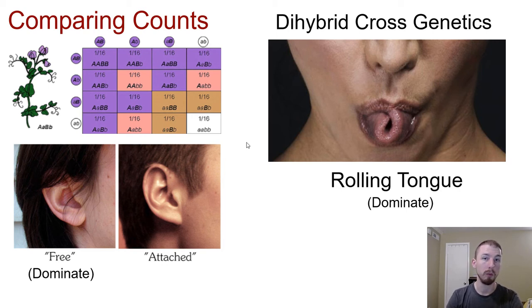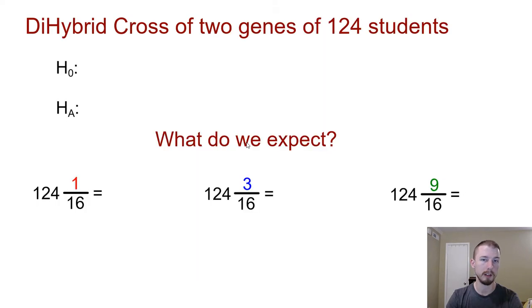This would be an example of when we would have a specific model that we're testing against, like a goodness of fit test, but it's not evenly distributed. We don't expect them to be evenly distributed. Instead, we expect them to follow a certain pattern or a certain model, which would be a 9 to 3 to 3 to 1 ratio. So let's go ahead and take a look at that.